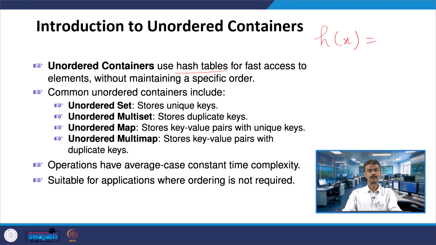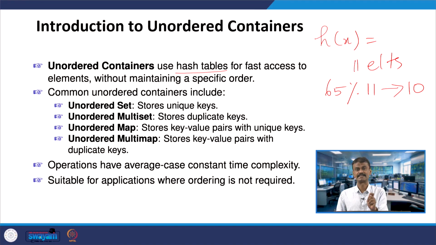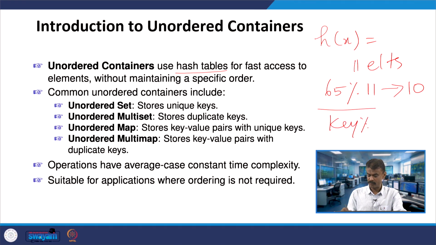Assume that the array or the list contains only 11 elements. From the 11 elements, let us say I want to insert 65. So, what is 65 mod 11? It is nothing but 10, right: 11 into 5 is 55, remainder is 10. So, I can insert this key 65 in the 10th location. So, the hash function I am defining is key mod the number of elements in the array. I call it h of key, that is a function, and that is called the hash function.